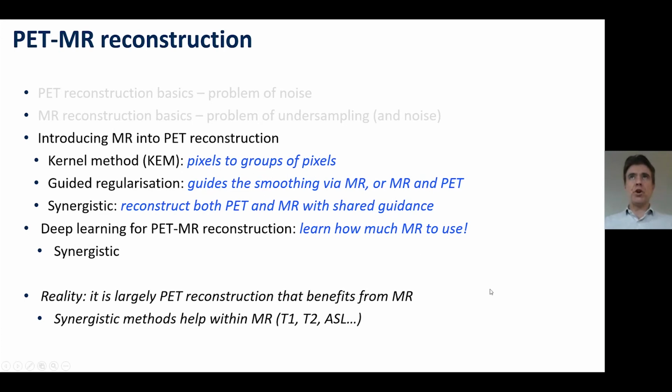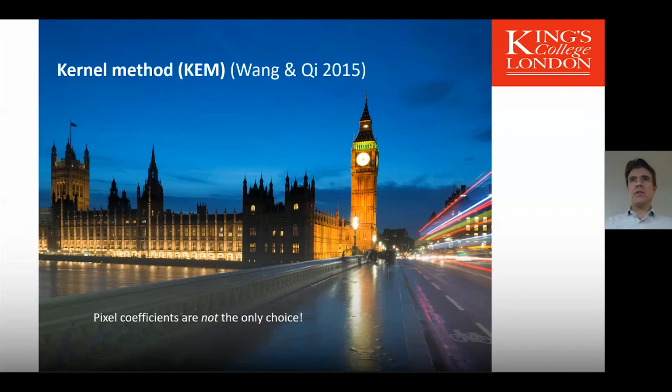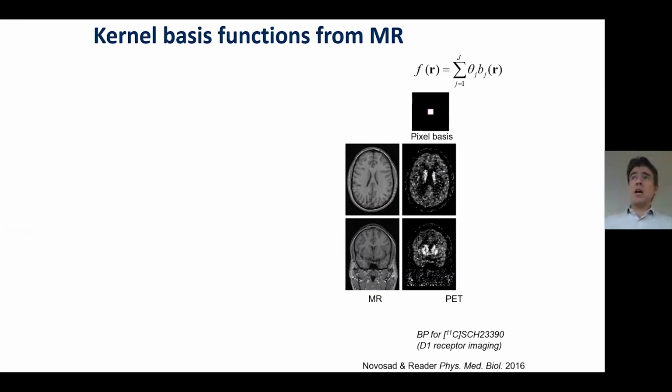So the first method is going to be the Kernel method. This is extremely easy to understand. Basically, it's the method that was originally proposed by Wang and Qi back in 2015 in the context of just PET only, but here it's been adapted to MR. And the essence of it is as follows. So imagine we've got some MR data and some PET data here. This is binding potential maps for a carbon-11 labeled radiotracer.